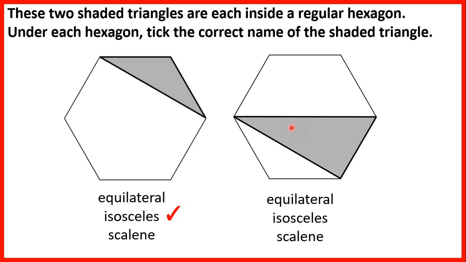But now let's look at this triangle here. It's not an equilateral triangle, because if it were, the sides would be the same length and the angles would all be the same size. Remember, angles in an equilateral triangle are all 60 degrees. It's also not an isosceles triangle because we can't see 2 sides that are the same length. So it must be a scalene triangle. And with a scalene triangle, all sides are of a different length and all angles are of a different size.